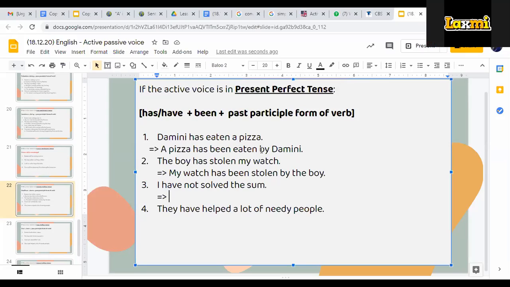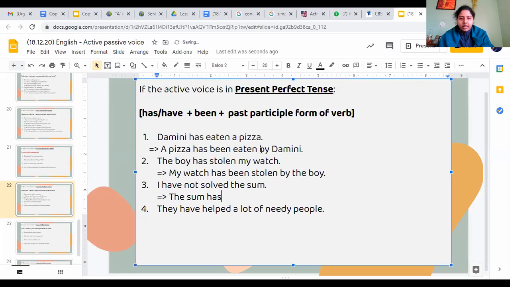The sum has not been solved by me. Very good. Between has and solved, I will put the negative word, right? So has not, and then been comes. Has not been solved, the third form, and then by me. I becomes me. Great. And then the last one, they have helped a lot of needy people.